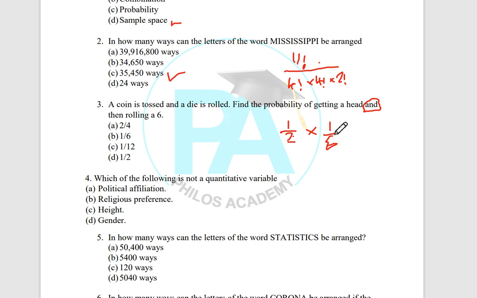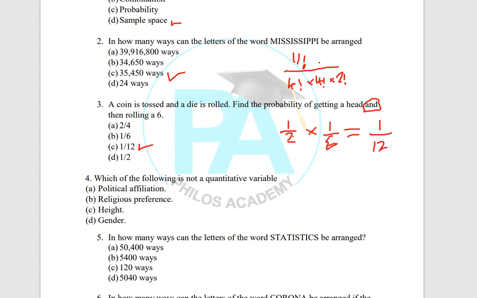When you are multiplying two fractions, you multiply both the numerators and multiply the denominators as well. So 1 times 1 is what? 1, isn't it? Divided by 2 times 6, which is 12. So the correct answer for question 3 is 1 divided by 12. So the answer is C. Okay.